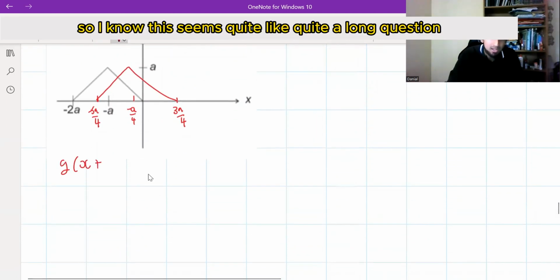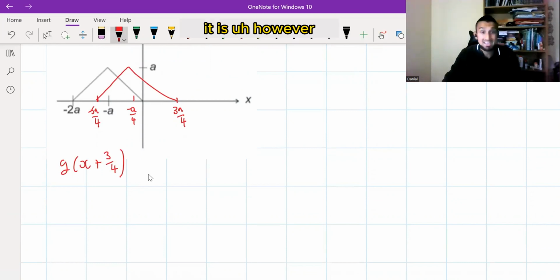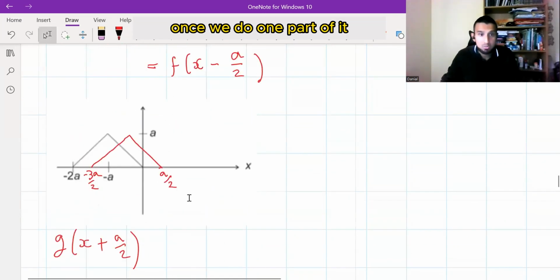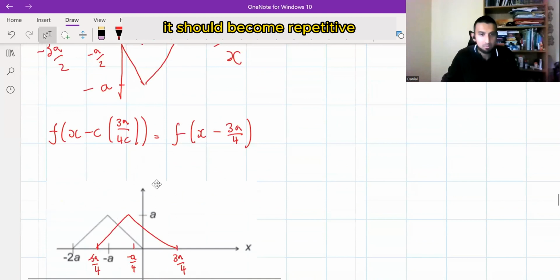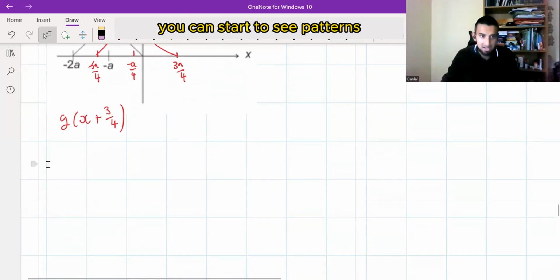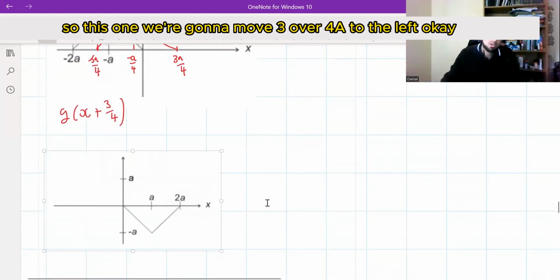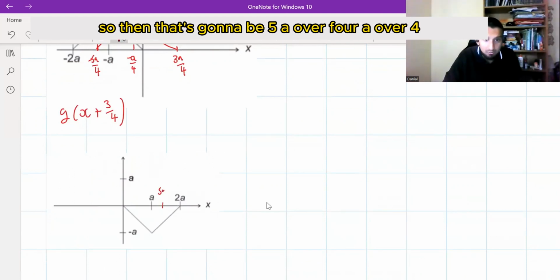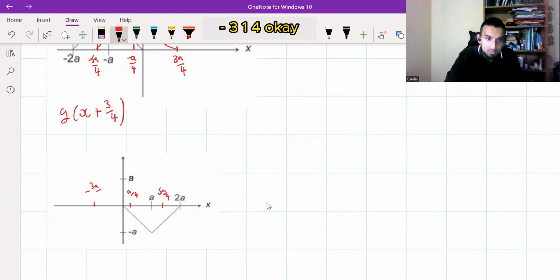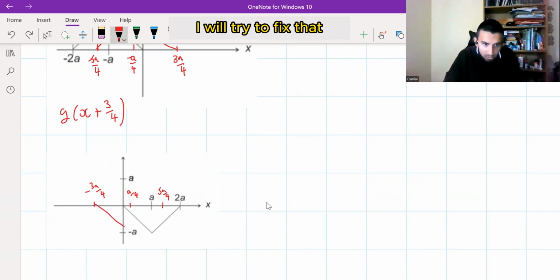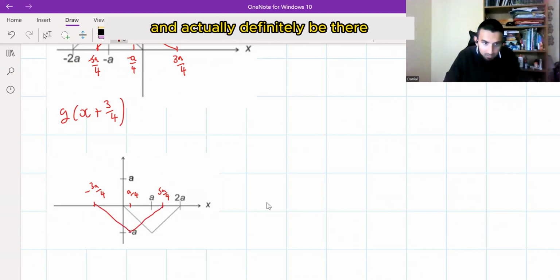So I know this seems quite a long question. It is. However, once we do one part of it, it should become repetitive. You can start to see patterns. So this one, we're going to move 3 over 4a to the left, okay? So then that's going to be 5a over 4, a over 4, minus 3 over 4, okay? Like that. I will try to fix that. So that should definitely be there.